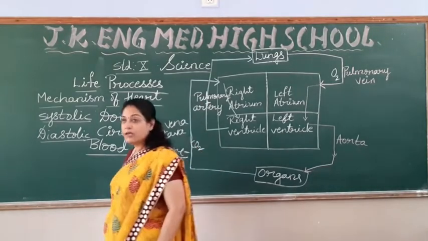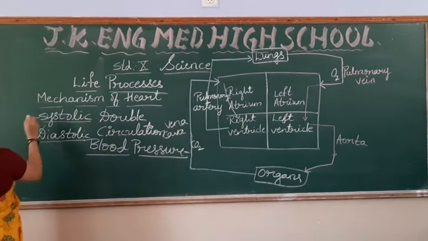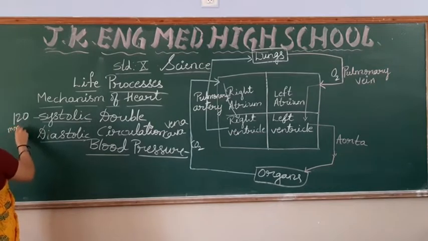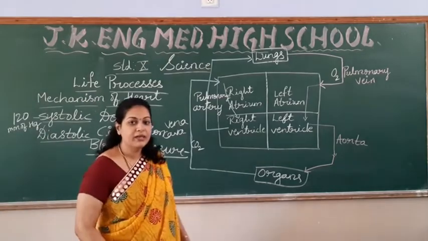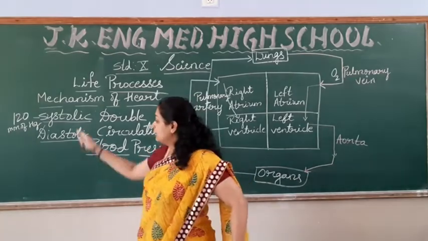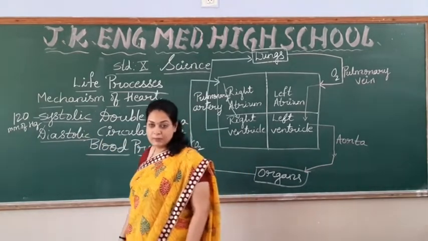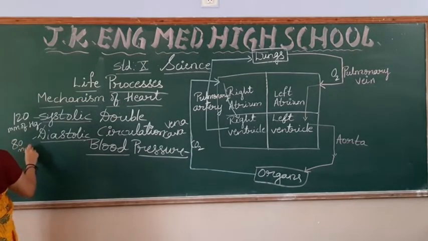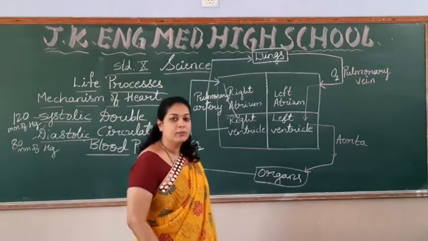How much should be the systolic pressure in a normal healthy person? 120 mm of mercury. Mm is millimeter of mercury, right? So that will be the systolic range in a normal healthy person, and diastolic will be 80 millimeters of mercury. That is diastolic pressure.